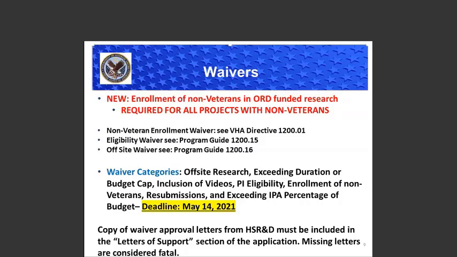So we have a number of different waiver categories. They include offsite research, exceeding duration or budget cap, inclusion of videos, PI eligibility, enrollment of non-veterans, resubmissions. And what this means, a resubmission, is that, for example, for an IIR, generally we allow 3 submissions, an initial and 2. If there's a compelling reason why a PI feels he or she should be allowed to submit a 4th, then they would need a waiver in order to do that. And exceeding IPA percentage of budget.